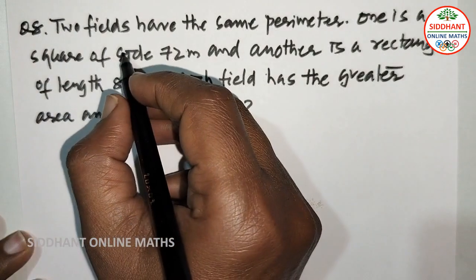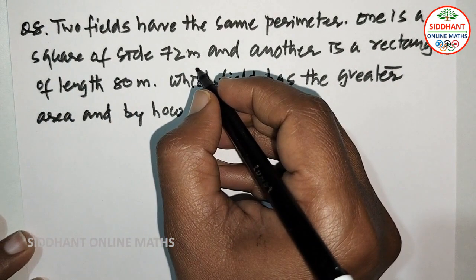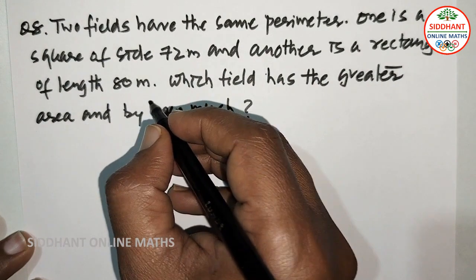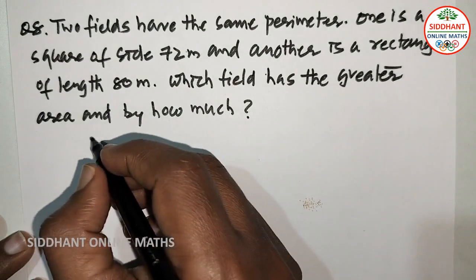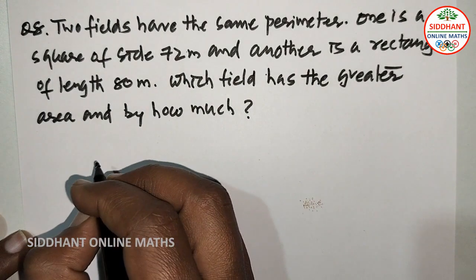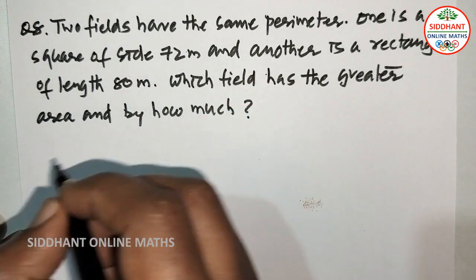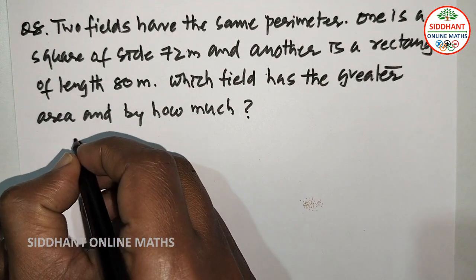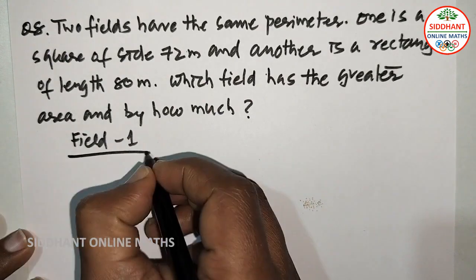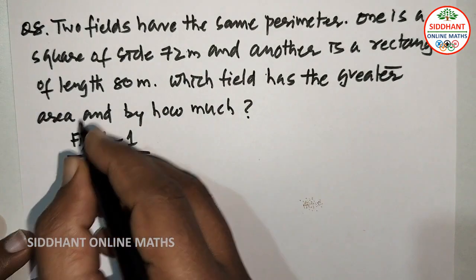Question number 8. Two fields have the same perimeter. One is a square of side 72 meters and another is a rectangle of length 80 meters. Which field has the greater area and by how much? First, they have given that the perimeter of the two fields is the same. So here field 1, when you are going to see, one side is 72 meters, so it is a square.